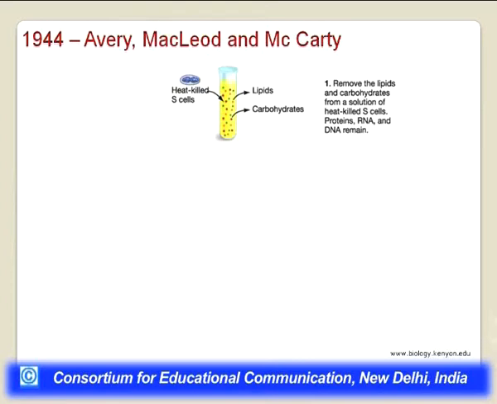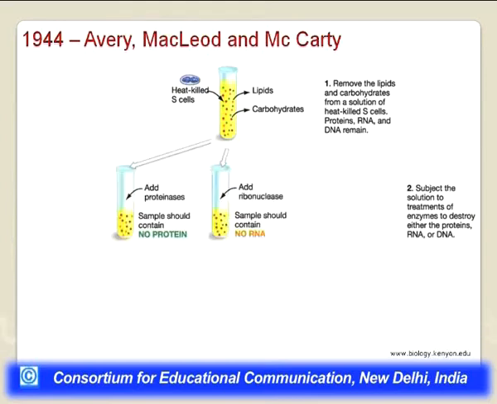And then they did a sequential elimination. They subjected the solution to treatments with enzymes to destroy either the proteins, RNA or DNA. So they set up 3 experiments. In one of the experiments, the sample contained everything but the protein. In the second experiment, the sample contained everything but the RNA. And in the third experiment, the sample contained everything except the DNA. So the enzymes proteinases, ribonucleases and deoxyribonucleases, in separate experiments, removed the relevant component.